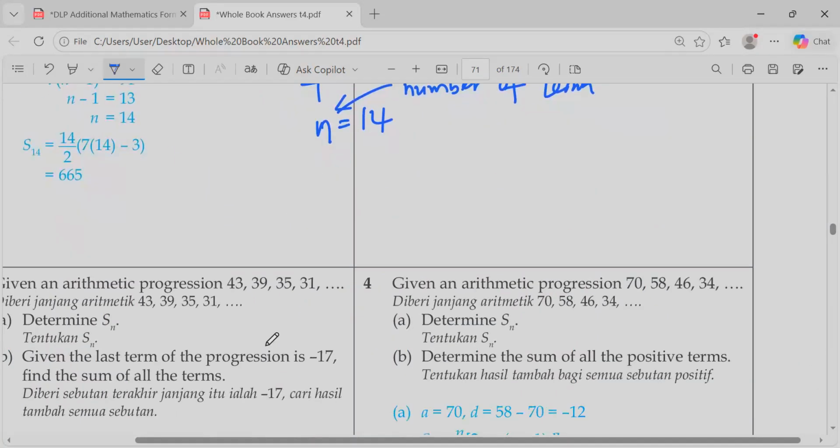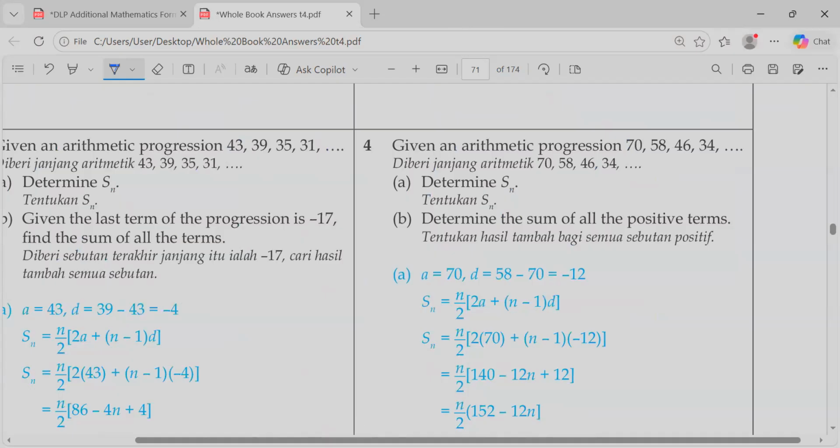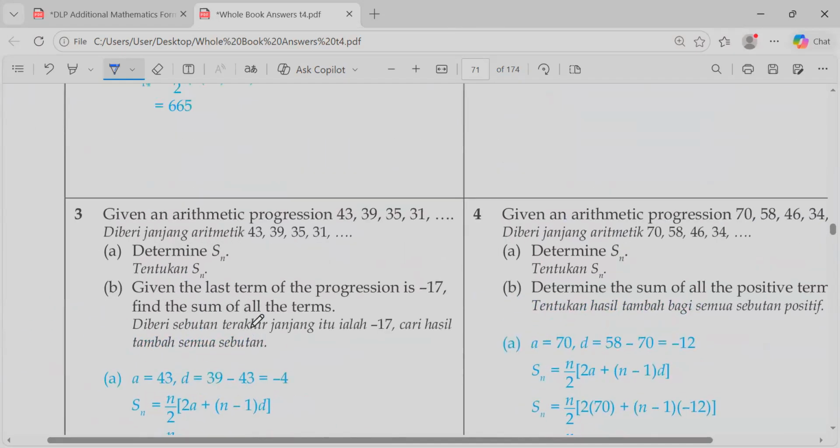Okay, look at the next question, a similar question. Look at here, this is arithmetic. So arithmetic means we need to find out the d: the current term minus the term before. So I get negative 4.